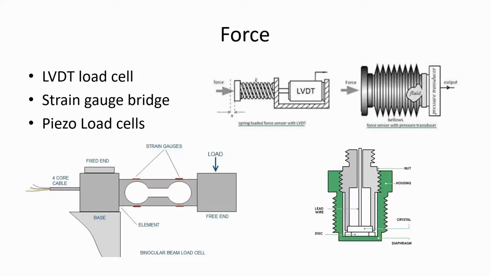The examples are LVDT load cells, which have an LVDT for measuring the mass. Then strain gauge bridges, which are very common in weighing machines. And piezo load cells, so piezo type load cells are also available.